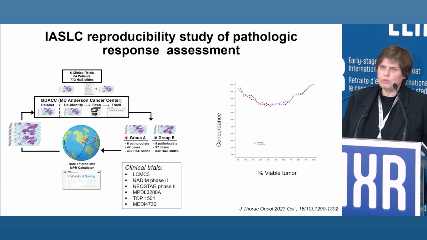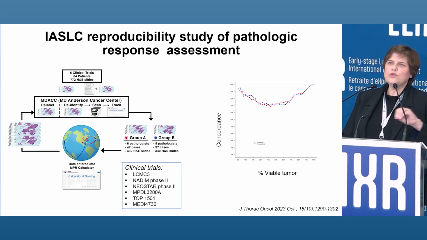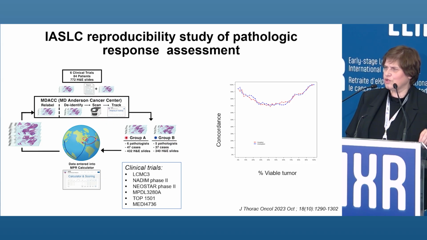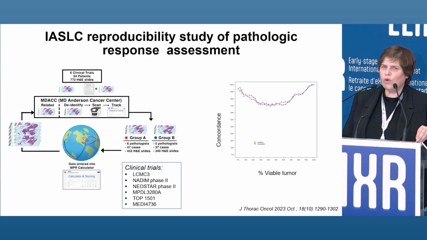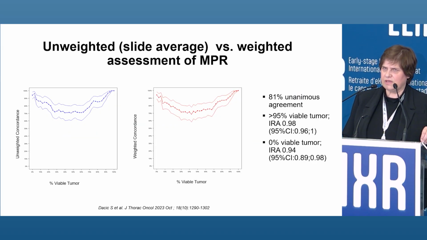Slides per case ranged between 30 and 37. And this was all done by thoracic pathologists. So you have highly subspecialized pathologists who pretty much know what they're looking at. So no wonder you are getting quite close results.